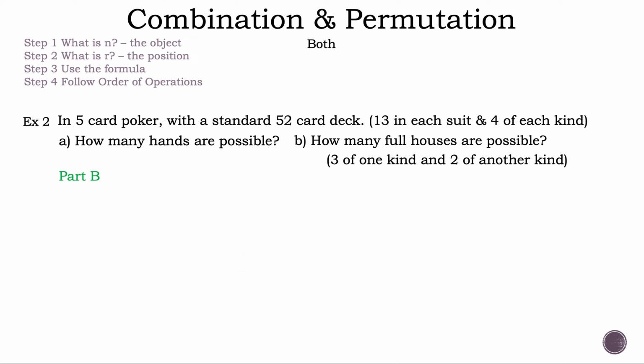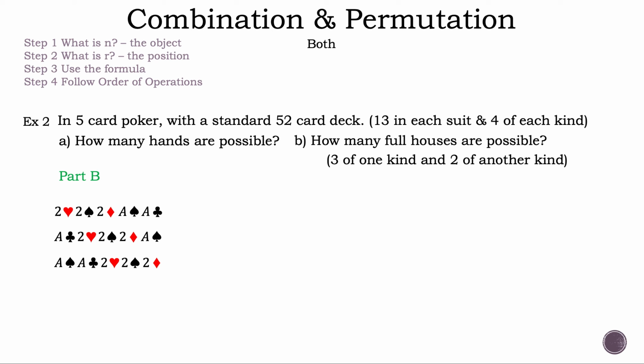Let's move on to 2B. How many full houses are possible? Remember, a full house is 3 of one kind and 2 of another kind. One hand could be the 2 of hearts, 2 of spades, 2 of diamonds, ace of spades, and the ace of clubs. Or we could have the ace of clubs, 2 of hearts, 2 of spades, 2 of diamonds, and the ace of spades. Or we could have the ace of spades, ace of clubs, 2 of hearts, 2 of spades, and the 2 of diamonds. What do we notice about each of these hands?